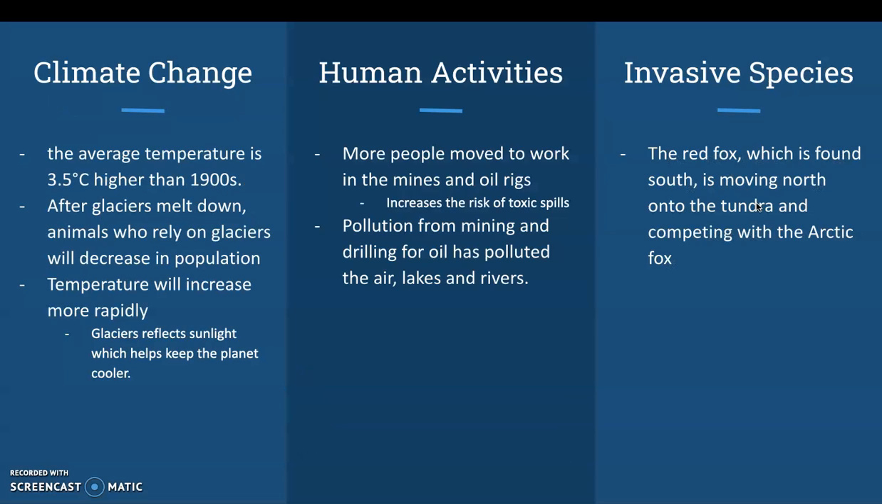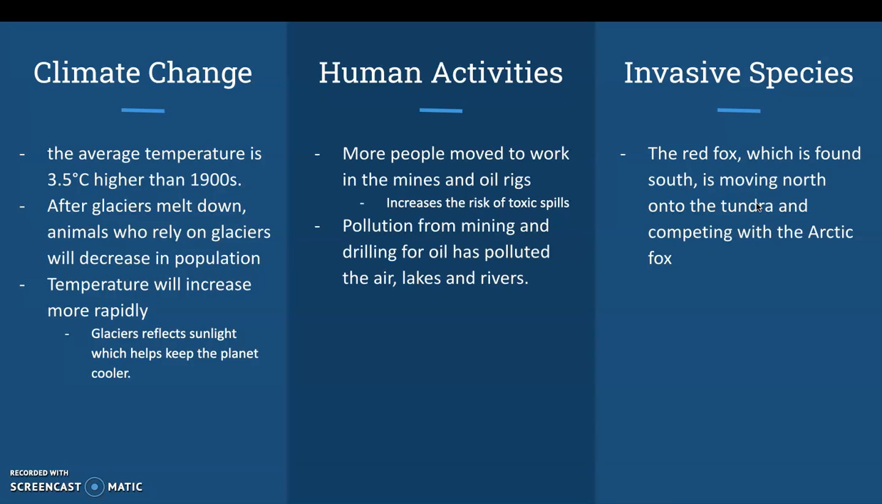There are also other problems in the tundra. First, climate change. The average temperature is 3.5 degrees Celsius higher than the 1900s, and after glaciers melt down, animals who rely on glaciers like polar bears will decrease in population. And temperature will increase even more rapidly in tundra because glaciers usually reflect sunlight, which helps keep the planet cooler, but as glaciers melt, it will accelerate the temperature rise.